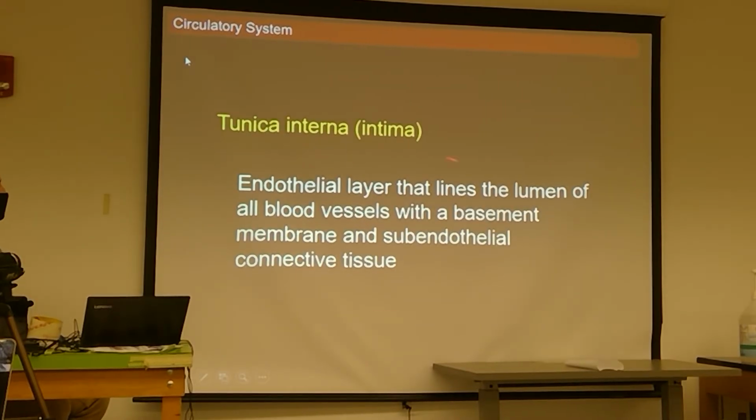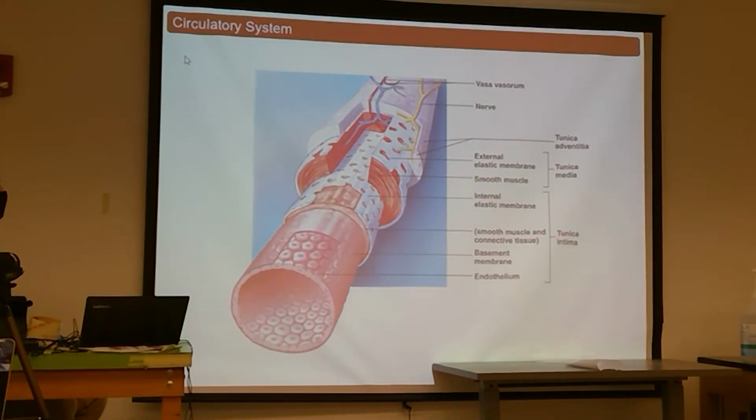So tunica interna, this is the endothelial layer, right? So it's lining the lumen where all the blood vessels will be. It has a basement membrane and some loose connective tissue. And so here, this is the endothelium that we're talking about. So this would be your tunica intima, right? It's going to have that loose connective tissue on the outside, and then your basement membrane that I was mentioning.